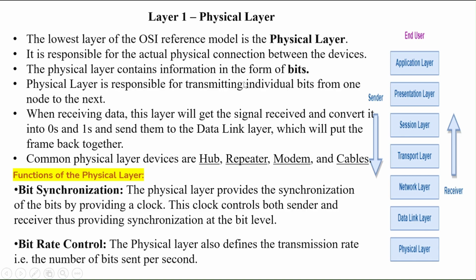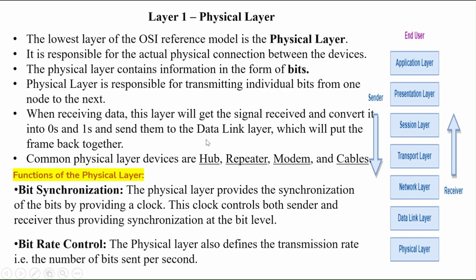The physical layer contains information in the form of bits. It is responsible for transmitting individual bits from one node to the next node. When receiving data, this layer will get the signal received and convert it into zeros and ones. Zeros and ones are binary bits. In binary language we have only two codes, 0 and 1, and no other number.